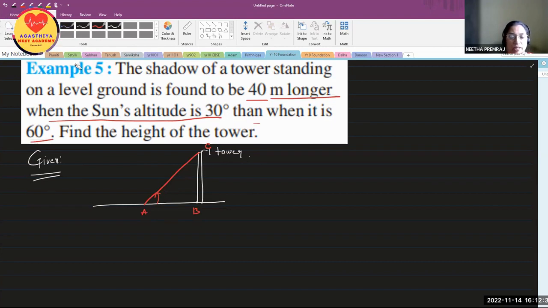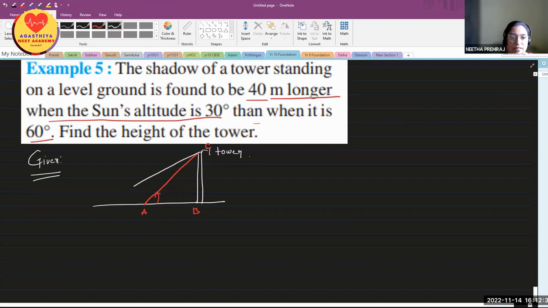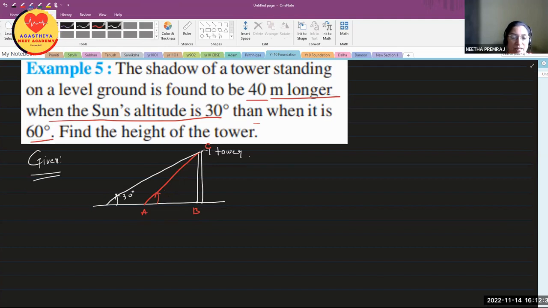See the question, what it says, there are two kinds of altitudes. One is 30 degree, the other one is 60. Obviously, this must be 30 degree and this must be 60 degree. When you find the difference of the two shadows, it makes 40 meter. So the shadow for the 30 degree altitude is 40 meter longer than for the 60 degree altitude. That's it.